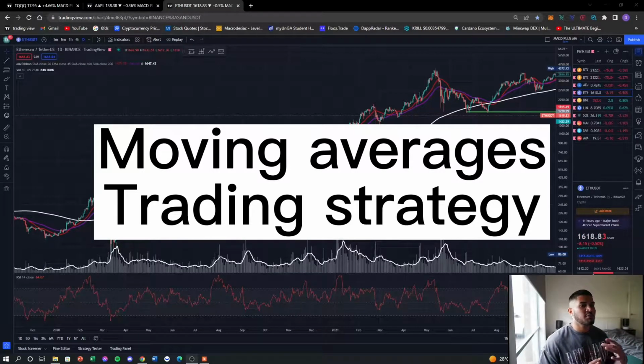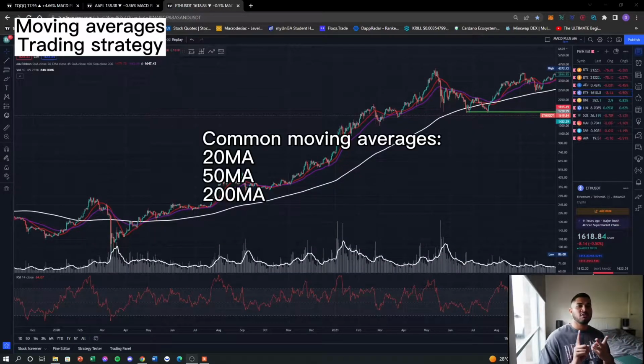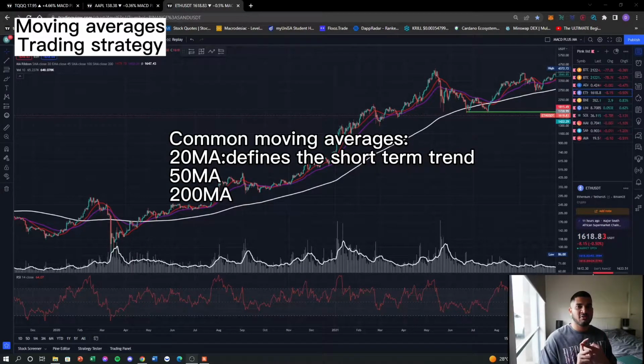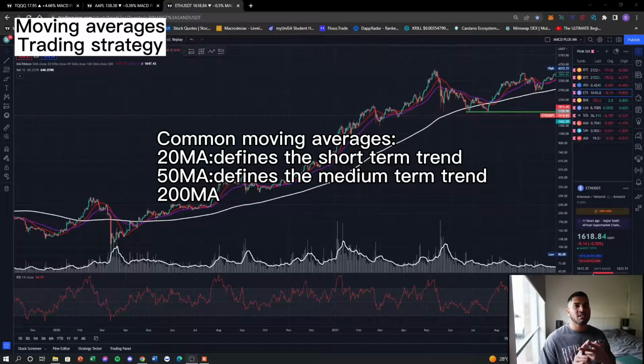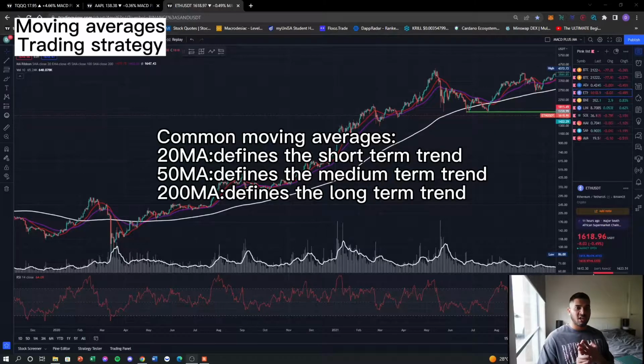When it comes to moving averages, there are multiple moving averages. You can use the 20, the 50, the 100, the 200. I don't really need that much. What I use is the 20, the 50, and the 200. The 20 moving average is the shorter term moving average, the 50 is the medium term, and the 200 is the longer term moving average.